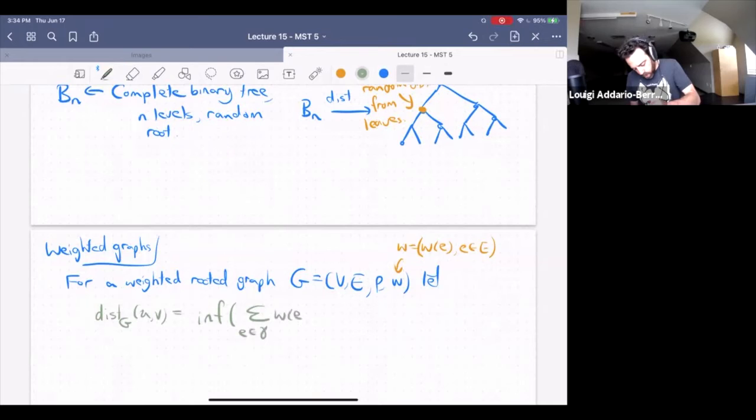The weight of a path is just the sum of its edge weights, and so we take the infimum over paths from u to v in G.